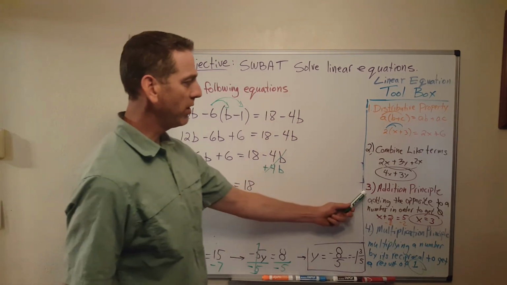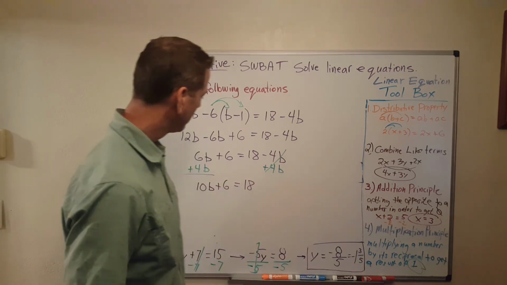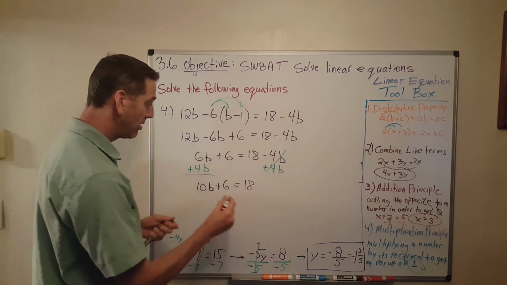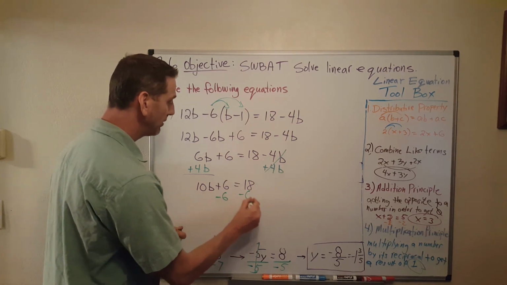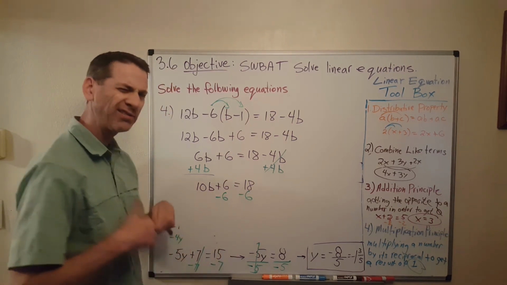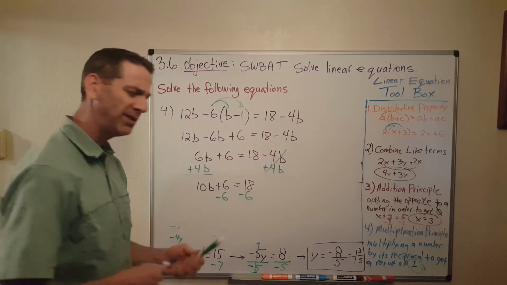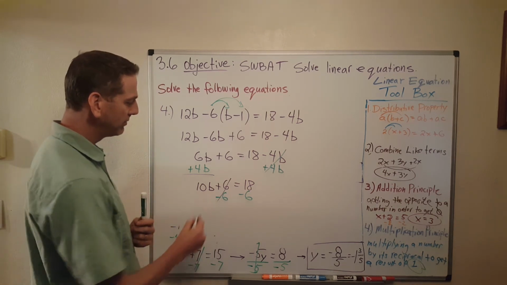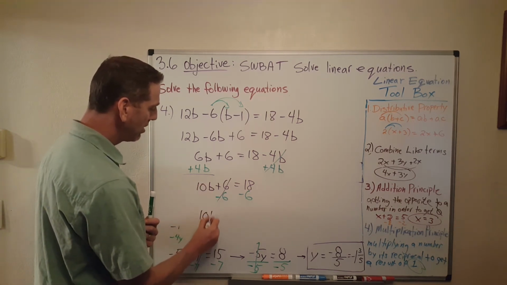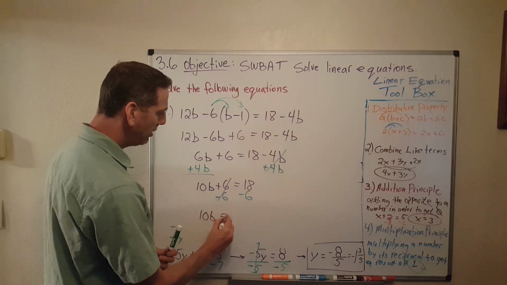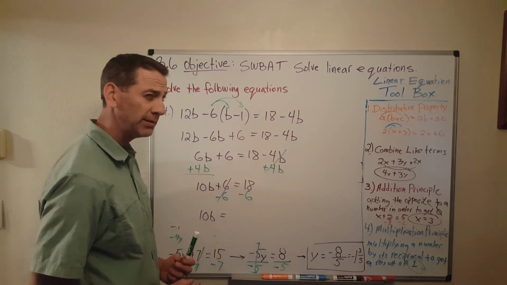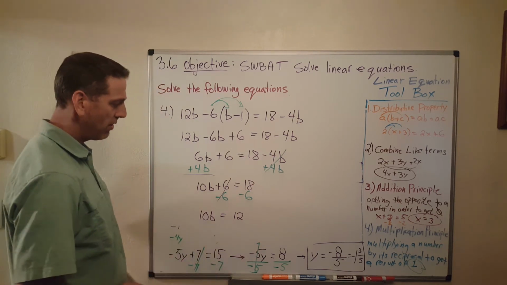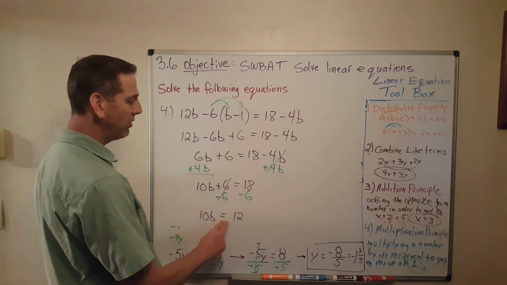Okay, now do I still have more addition principle to do? I do. See that adding? So I've got to add his opposite. The opposite of 6 is -6. And I just do it to both sides. See how simple this can become? Once you get the hang of it, it's not too hard. That cancels, so I get 10b. All right, let's bring it down. Equals 18 minus 6. Is that 12? All right, so I get 10b equals 12.